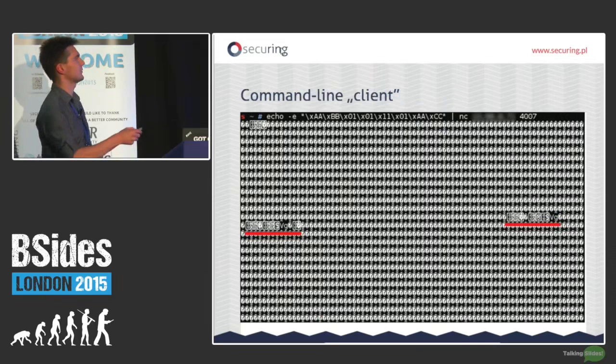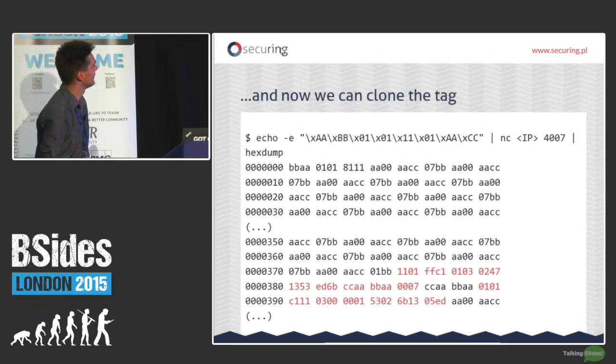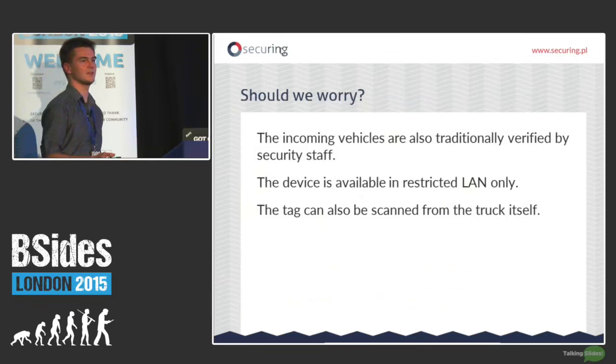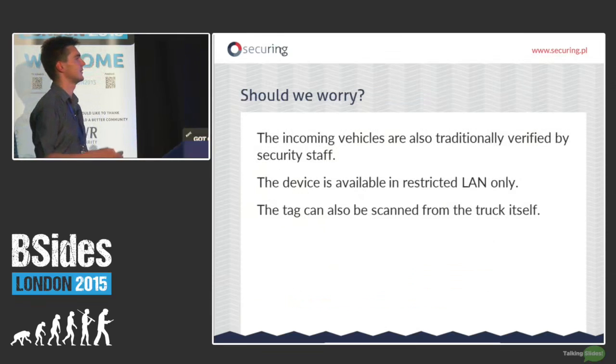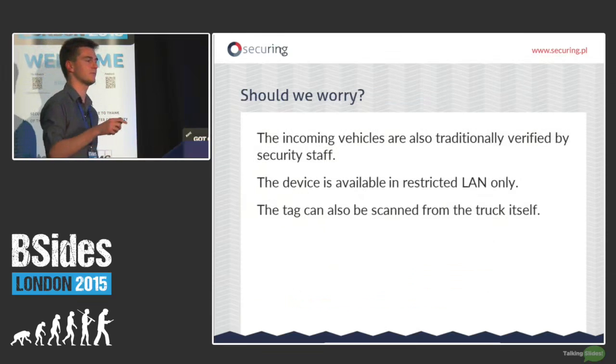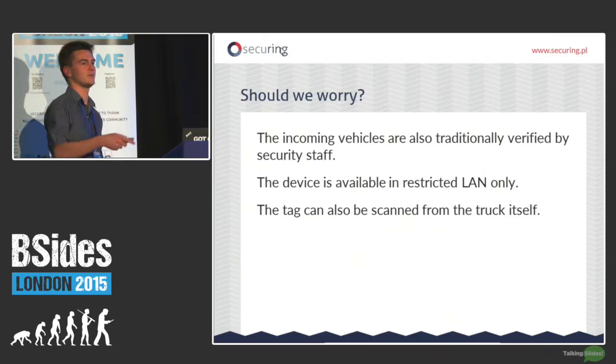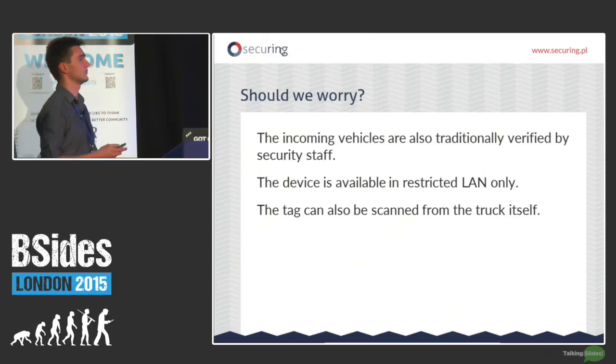But the proprietary network protocol is not very complicated here. Okay, and here in the hex dump of this communication, we found the RFID tag identifiers. But actually, should we worry about this? Like, what is the problem? There was a physical security guy over there, so he could watch if we were entering with a wrong car or not, with a truck.